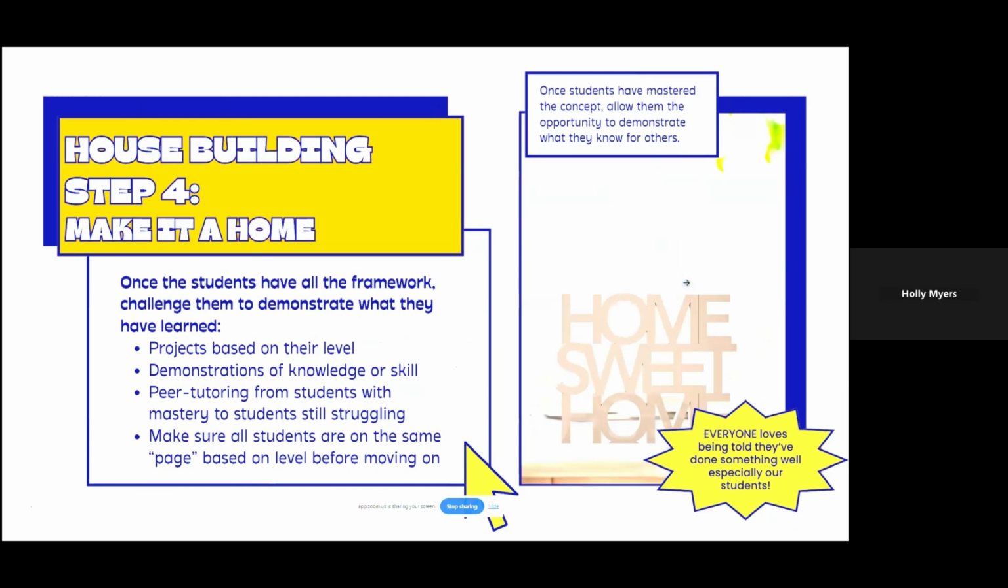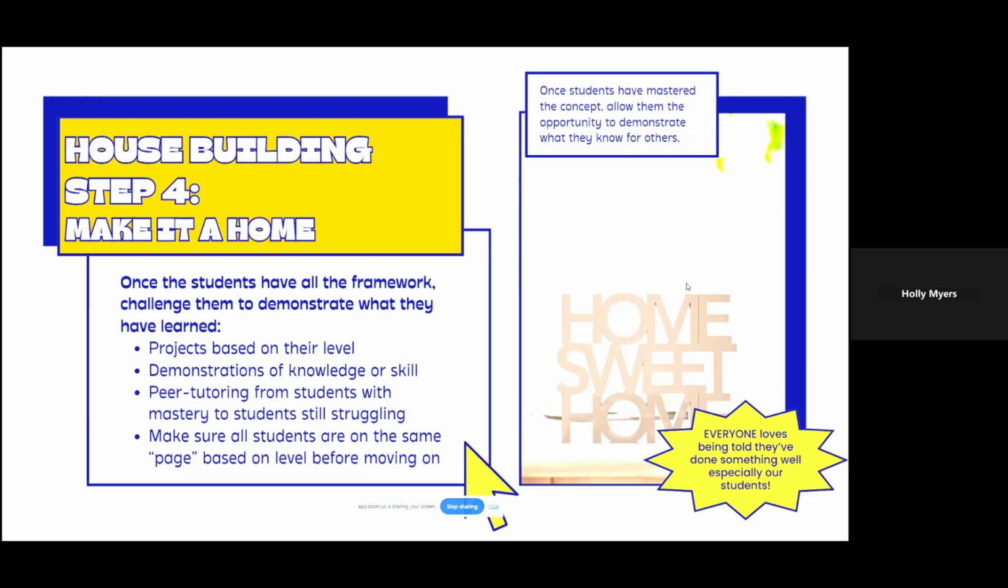And finally, we need to make it a home. This is where you let them decorate it, let them show it off. You want your kids to demonstrate what they know. One of my favorite ways to do this is peer tutoring. If I have somebody that got it and somebody that didn't get it, the person that got it is going to be giving it to the person that didn't. Because it makes them both feel better. Especially because sometimes, I mean, I'm almost 40 and these kids are like 14. Sometimes if I'm explaining it, they're not picking up what I'm putting down, but their friends can explain it on a level that they understand.